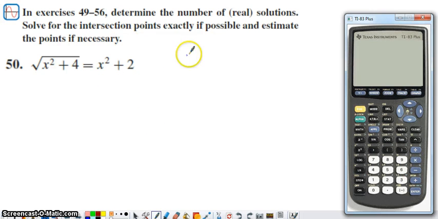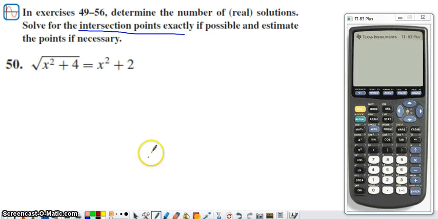Now if you look at these directions and this particular set of problems, we're going to look at two of them in this video. This set of problems comes from the preliminary chapter of a calculus textbook, saying you should be able to do these things in order to have success with the ideas that follow. The directions say to determine the number of real solutions, solve for the intersection points exactly if possible, and estimate the points if necessary. So let's find the intersection points exactly in this first example.